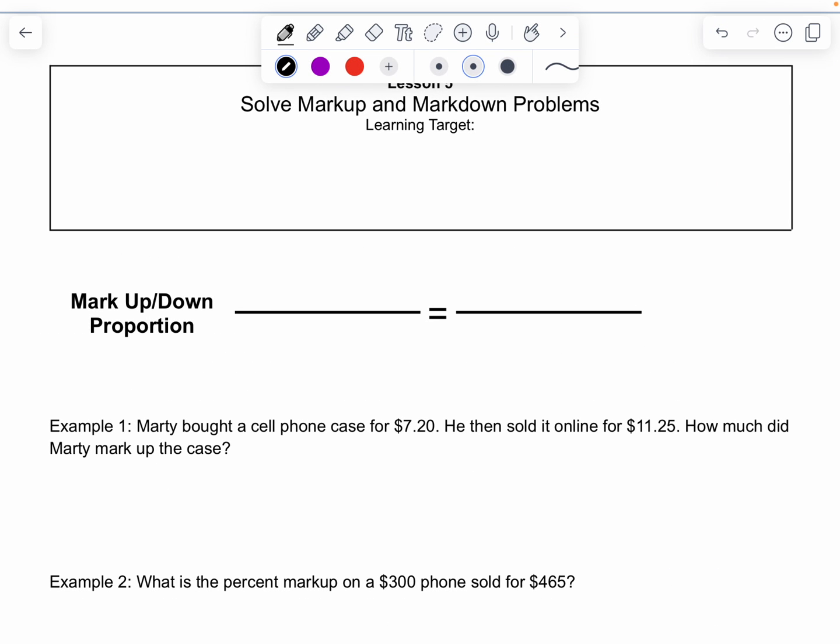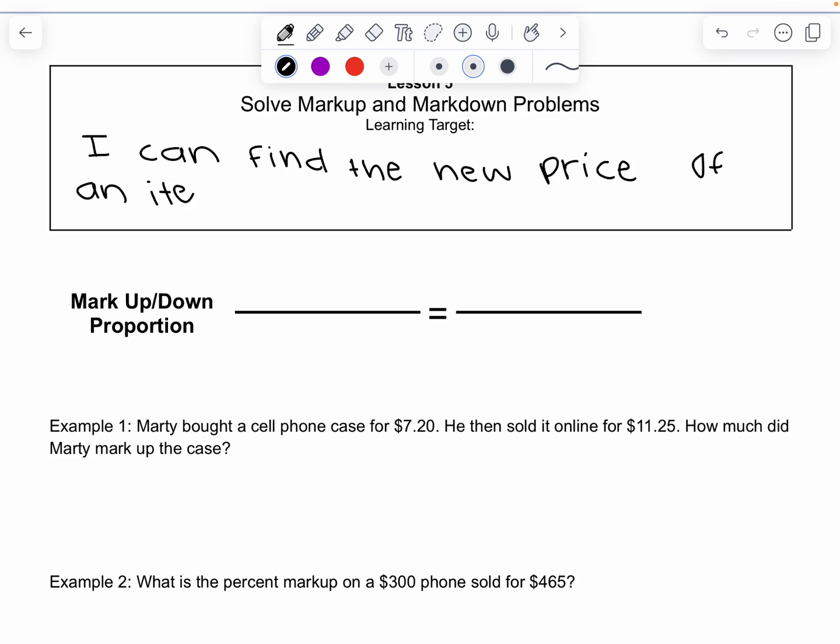All right, today we're going to talk about markup and markdown problems, still using a proportion. So take a second to get your learning target written down. Remember, at any point in this video, go ahead and pause it if you need more time to write something or think about something. This does tend to be a harder lesson for most students, so try and pause it whenever you need it paused. For now, get the learning target written down, which is I can find the new price of an item after markup and markdown.